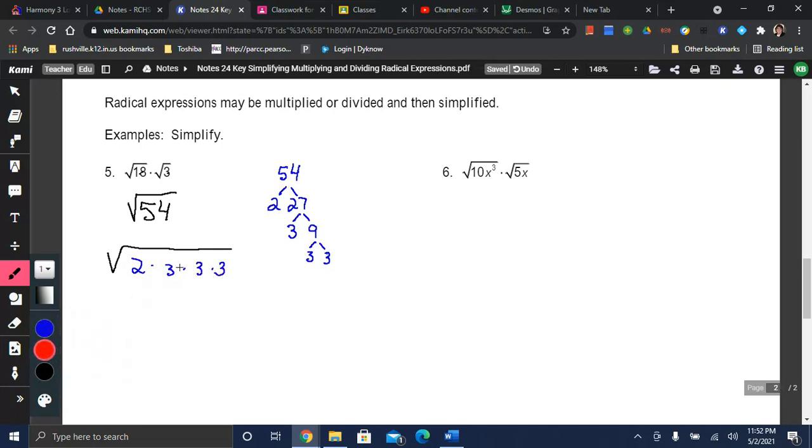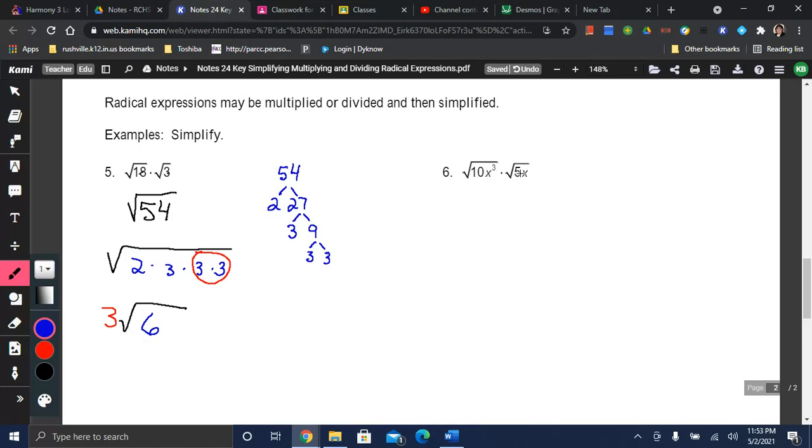So we can circle this time a pair of 3s. So that 3 will come out, and then inside the square root we still have a 2 and a 3 that didn't get circled, and so that will be 3 times the square root of 6. And then this is our final answer, 3 square root 6.